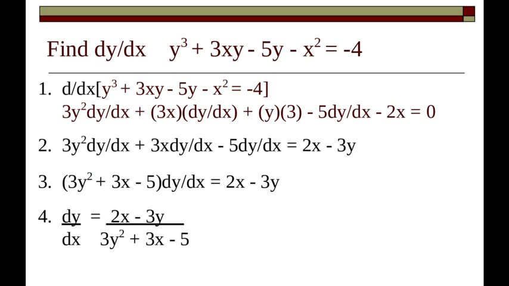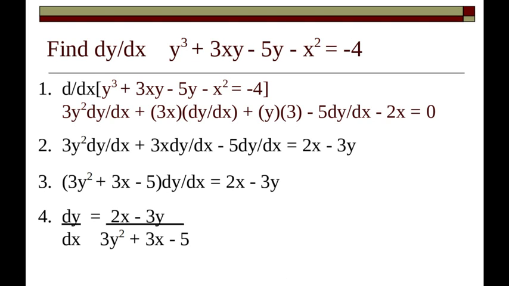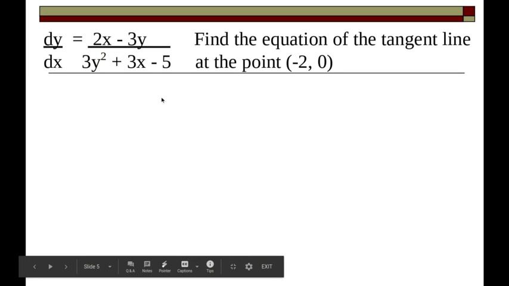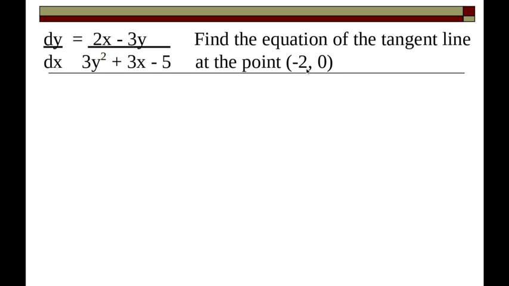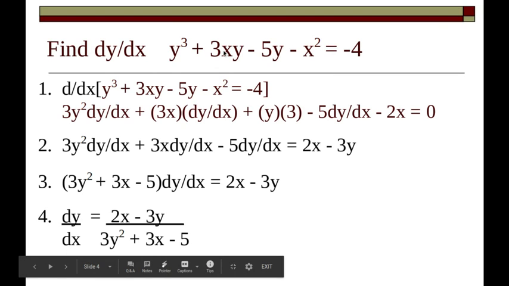So now let's go back to that graph that we talked about. And we saw that at x equals -2, there were 3 different points. So we've already found our derivative. It says find the equation of the tangent line at the point -2, 0. So if you go back to the original function, which I can do, -2, 0 should be a point on this equation. If it's not, then it's not going to work.